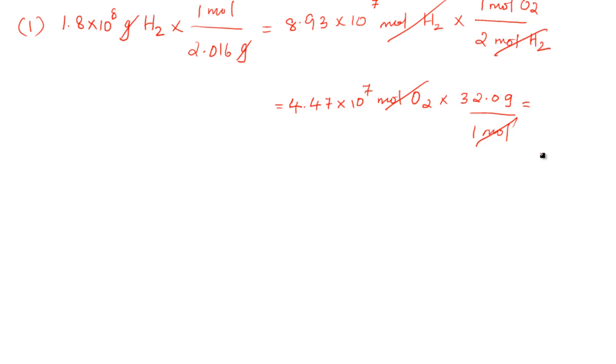How many grams of O2? 1.43 × 10^9 grams of O2.